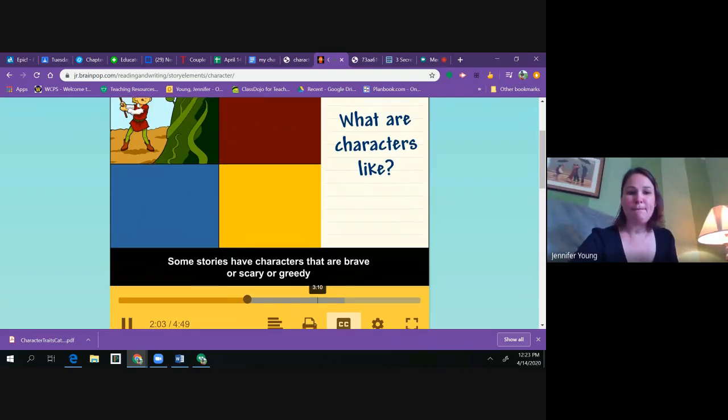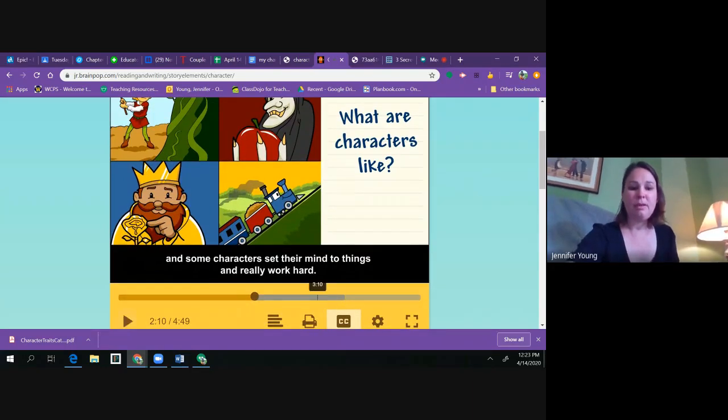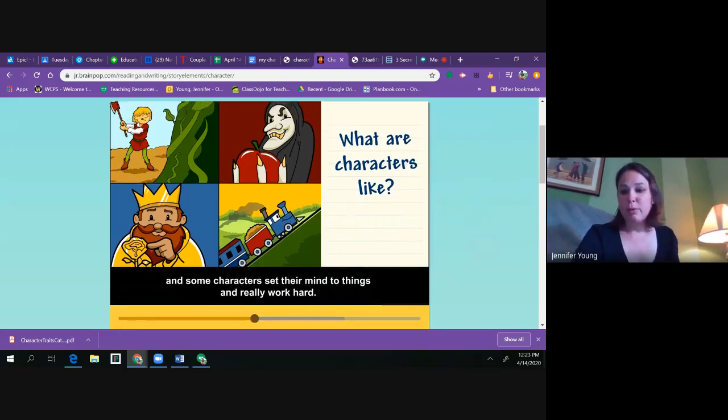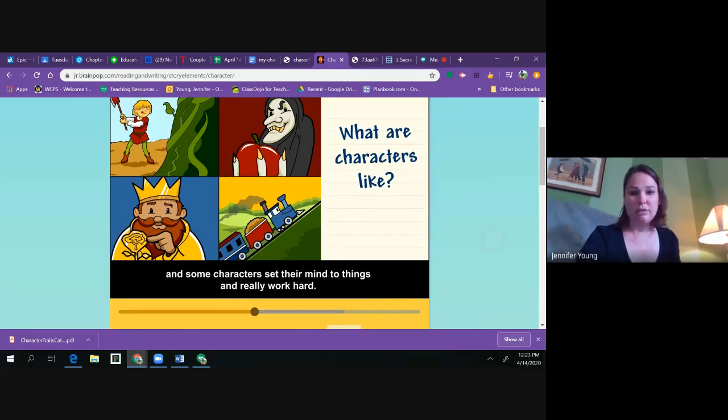Have characters that are brave or scary or greedy, and some characters set their mind to things and really work hard. Okay, so would those character traits be internal or external? So you might have brave, and then greedy, and then working hard as character traits that are internal. They're not something you could physically see, right? That's what the characters do and feel, and they might use dialogue to show that they're brave or show they're greedy, right? The scary could go both ways. A character could look scary physically, or they could say things that are scary. That could be both internal and external. Now let's keep going.